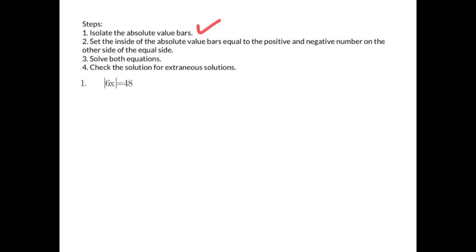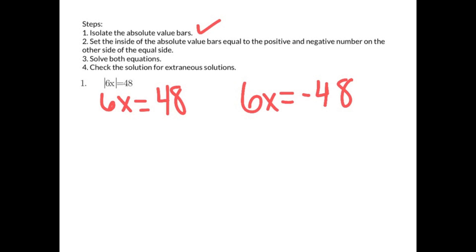Step 2 says set the inside of the absolute value bars equal to the positive and negative number on the other side of the equal sign. So that just means what's on the inside of the absolute value bar, which is 6x, you want to set it equal to the positive and negative version, which is on the other side. So 48, the positive version of 48 is 48. The negative version is -48. Alright, so when you do absolute value equations, you're going to have two cases. The positive version, which is right here, and the negative version, which is right there.